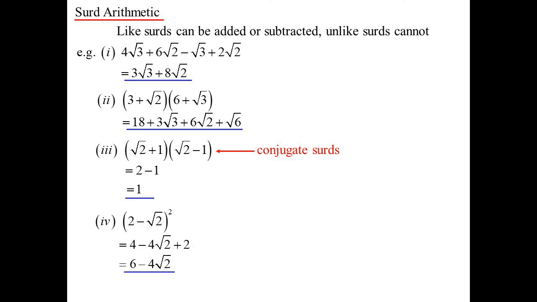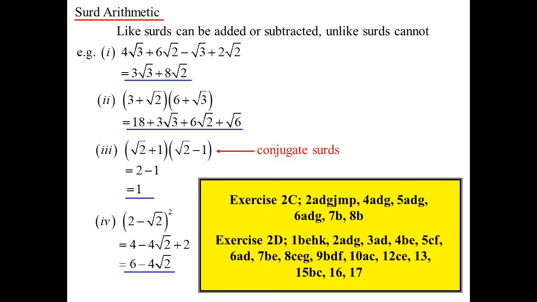Perfect square. So say we get a squared minus 2ab plus b squared. All the rules are the same. That will do us for theory today.